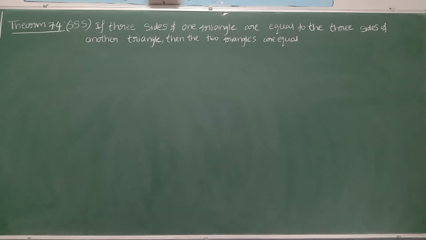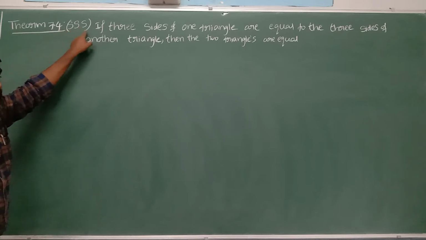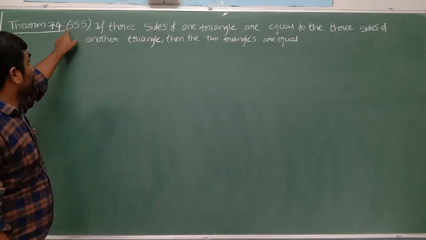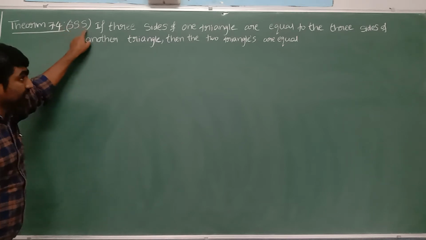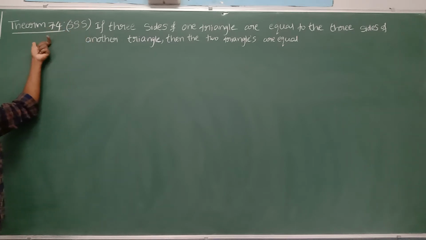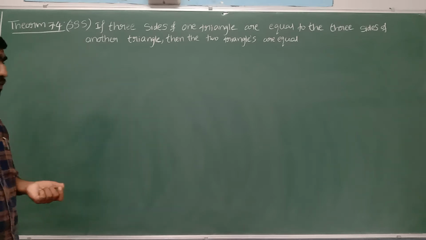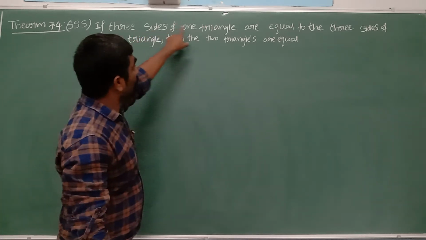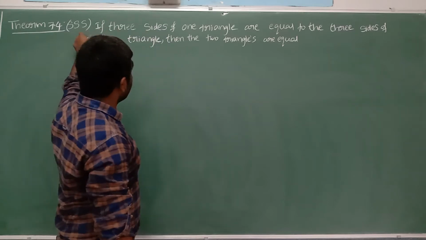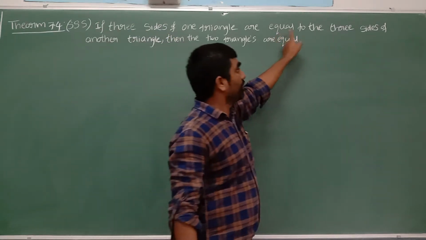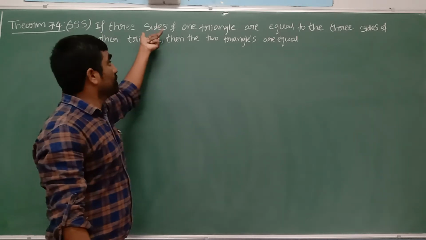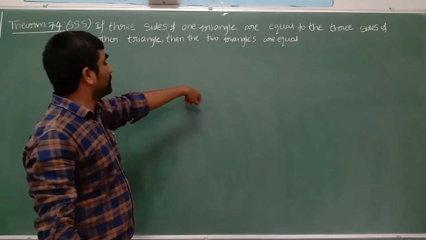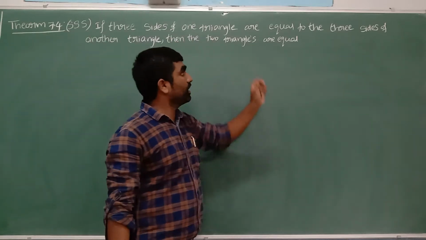Yes, children, we'll see one more theorem here. Theorem 7.4 we can see: SSS congruency rule. Triple S congruency rule. We'll see the theorem, which has the proof. If three sides of one triangle are equal to three sides of another triangle, then the two triangles are congruent.